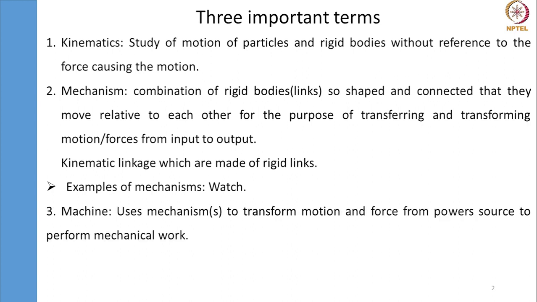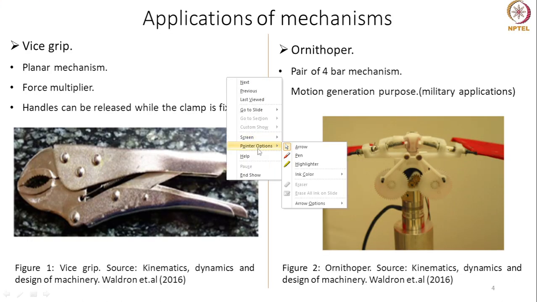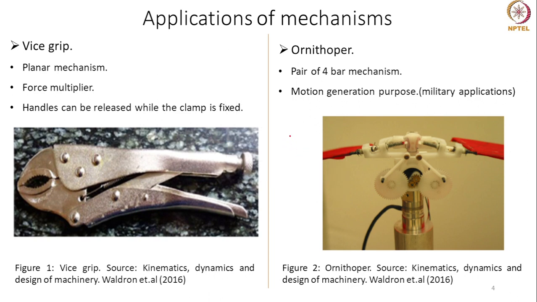So the third one is a machine. Most of us should be able to define a machine. It uses a mechanism or a combination of mechanisms to transform motion and force from a power source to perform some mechanical work. Examples which we see daily are lathe machines, milling and drilling machines. Over a course of 150 years, science has developed so many machines that we all know. Okay, I'll give you some more examples before we get into solving numericals.